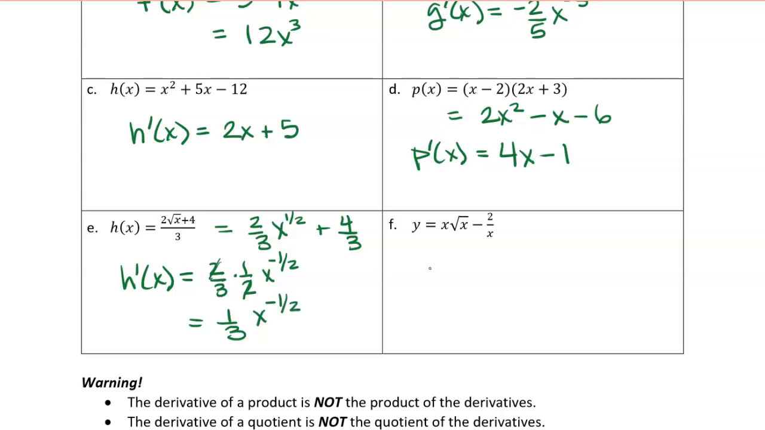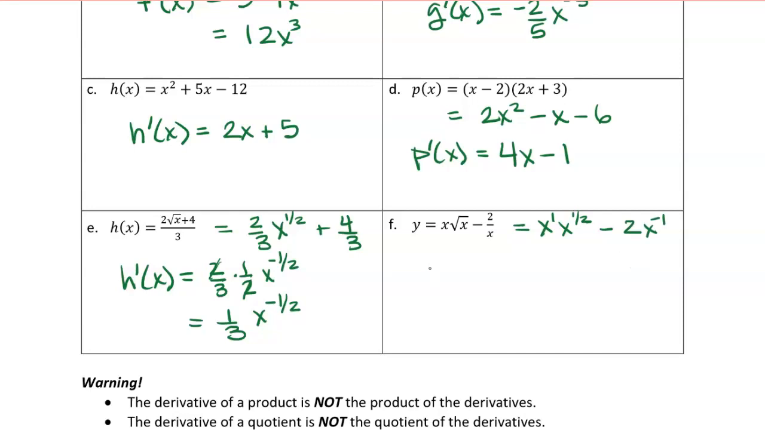Okay. All right. Now this next one, again, we need to write it in terms of power functions, something that we know how to take the derivative of, right? So this is x to the 1 times x to the 1/2, right? So I can just write this as x to the 1, x to the 1/2. And then minus 2x to the minus 1.